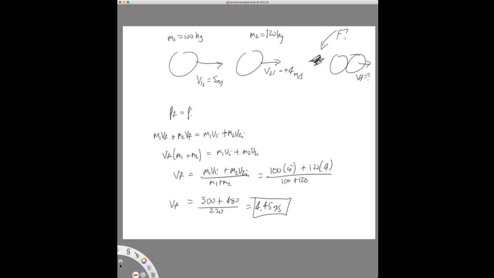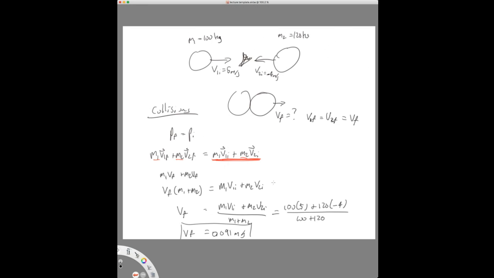And if the two objects actually stick together, then we can solve for that final velocity because we have really only one unknown. However, if we have two final velocities, if they do not stick together, which is what happens in most collisions, most of the time if you have a car crash, the two cars do not stick together, well, then we don't have enough information, and conservation of momentum alone will not be enough for us to solve that.